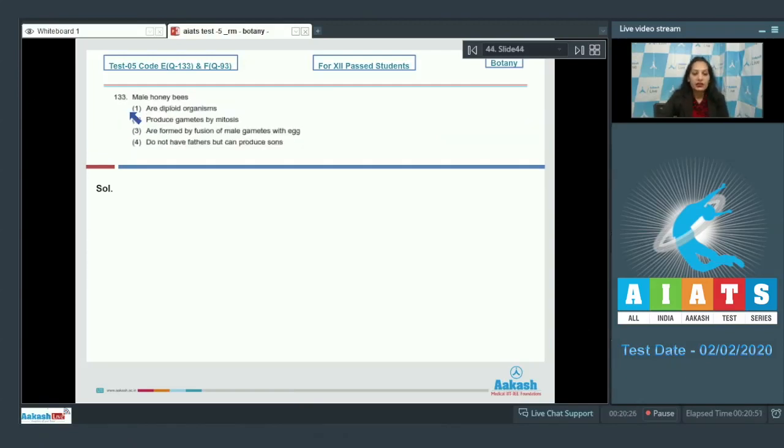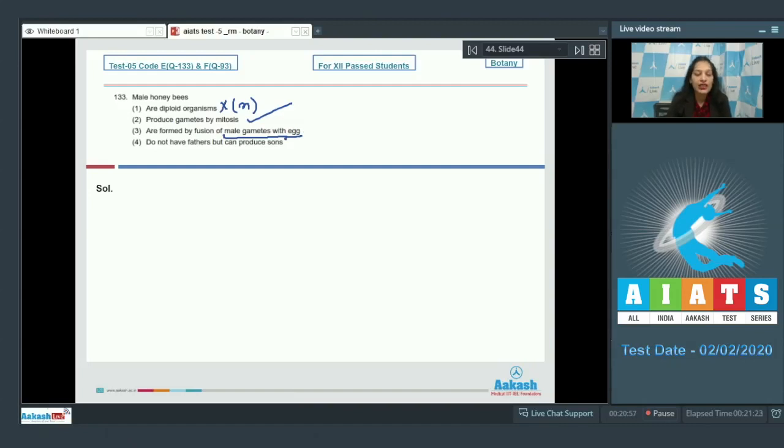Question number 133. Male honeybees are diploid organisms. So no, they are haploid, as they are produced parthenogenetically. They produce gametes by mitosis? Yes, because haploid organisms can produce gametes by mitosis only as they are haploid. Third, are formed by fusion of male gametes with the egg. If it would have been there, then they should have been 2N, not the N.